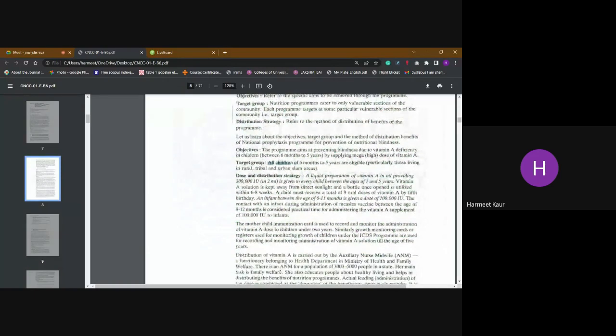Now, what is done in this program to control the deficiency of vitamin A is that children are given a liquid preparation. This liquid preparation is of vitamin A in oil. Why in oil? Because vitamin A is a fat soluble vitamin. All your fat soluble vitamins like A, D, E, K require fat for their absorption. So whenever we are giving vitamin A to the child as supplementation, we give that in oil to increase the absorption.